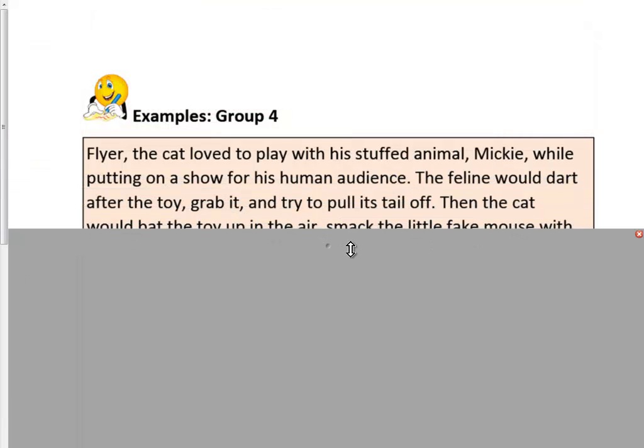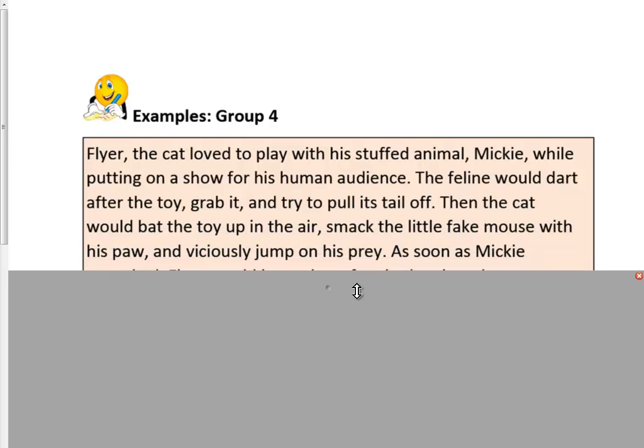Flyer the cat loved to play with the stuffed animal Mickey while putting on a show for his human audience. The feline would dart after the toy, grab it, and try to pull its tail off. Then the cat would bat the toy up in the air, smack the little fake mouse with his paw, and viciously jump on his prey.